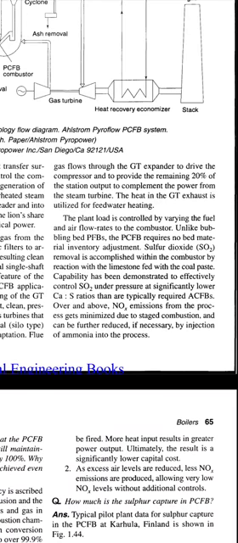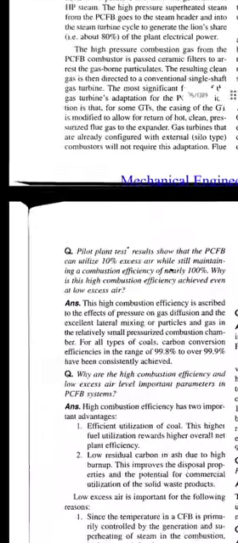Sulfur dioxide removal is accomplished within the combustor by reaction with the limestone fed with the coal paste. Capability has been demonstrated to effectively control SO2 under pressure at significantly lower calcium sulfur ratio than is typically required in ACFBs. Over and above, NOx emissions from the process get minimized due to staged combustion and can be further reduced if necessary by injection of ammonia into the process.